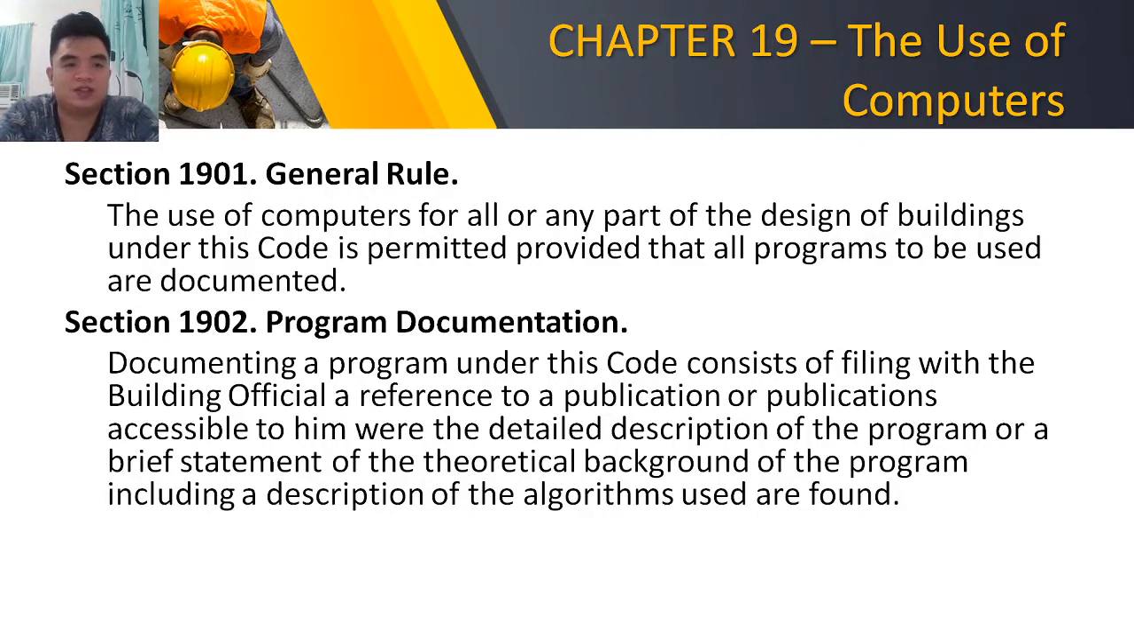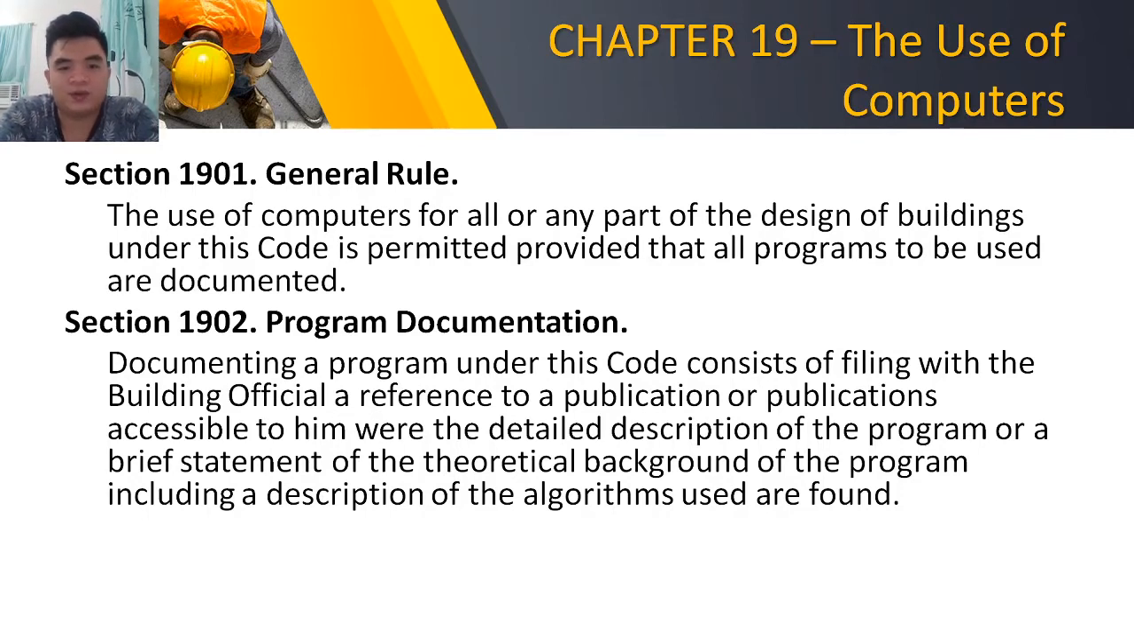Section 1901, the general rule. The use of computers for all or any part of the design of buildings under this code is permitted provided that all programs to be used are documented. So we are already up on chapter 19, the use of computers. Another section is 1902, program documentation.